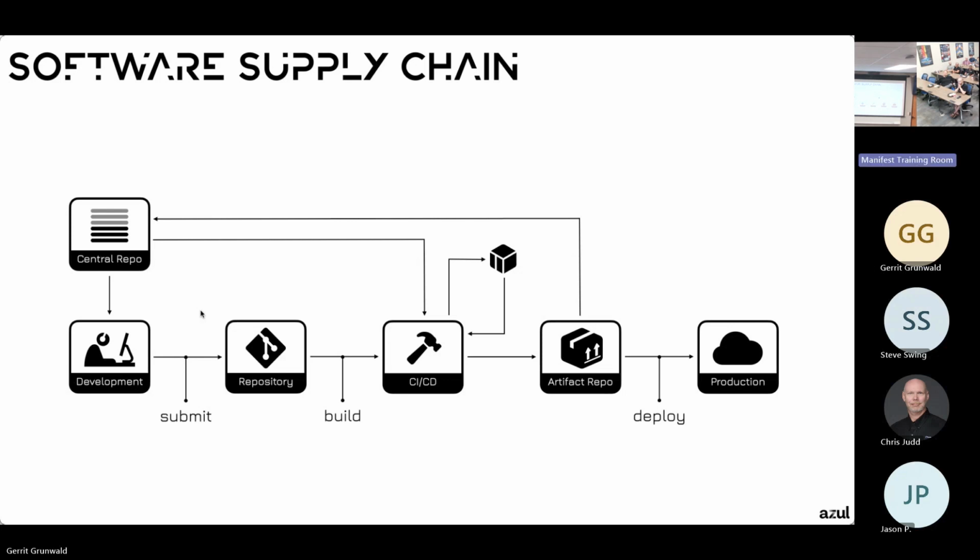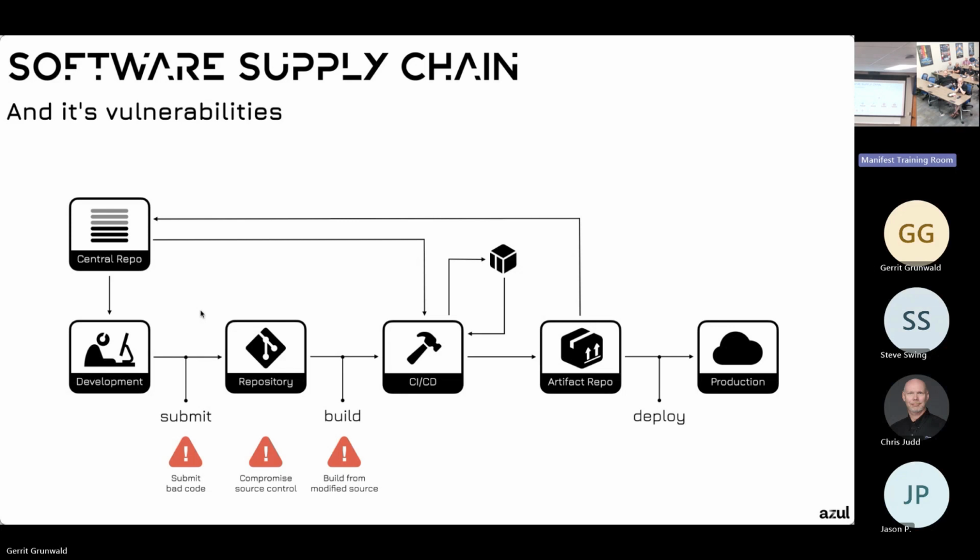And all these different things come with different vulnerability options, let's say. So you can submit bad code, you can compromise the source control system, build from modified sources, compromise the build platform, and so on. I don't read all this stuff, but these are all vectors that they can take to access the supply chain. And this is stuff that actually happens.